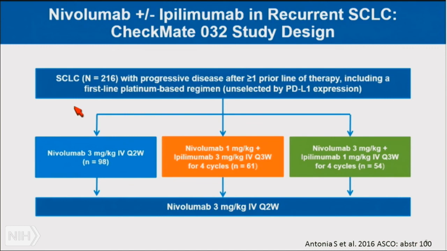anti-PD-L1 with CTLA-4 antibody. So this is the CheckMate 032 study, and here they tried three different arms. The first arm is just the anti-PD-1 itself, nivolumab. The second and third arms are the combination of anti-PD-1 with the CTLA-4 antibody, but with a different dosing frequency. The middle one is nivo-1 plus ipi-3, and the last one is nivo-3 plus ipi-1.